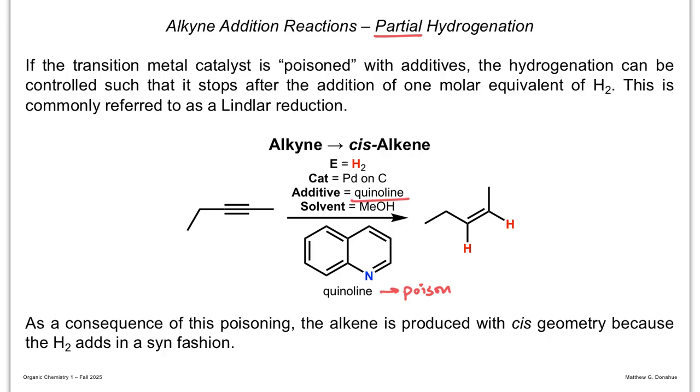And so what, do I have it on here? I do. Maybe you can find it. What's the geometry of the double bond that's produced? So it ends up being a syn addition of H2. So you end up with a cis alkene.